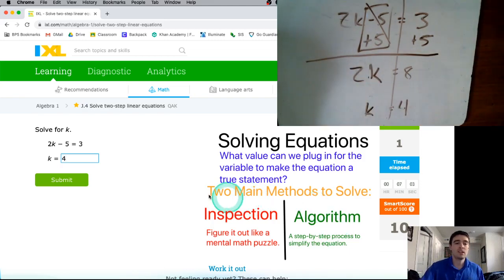Now, if you ever want to check your answer, you can plug that back in. If I plug this in, 2 times 4 would be 8, and 8 minus 5 would equal 3, just like the equation says it needs to. So that gives me more confidence that my answer is correct, by plugging it in and doing some mental math to see if k equals 4 actually works in this equation.